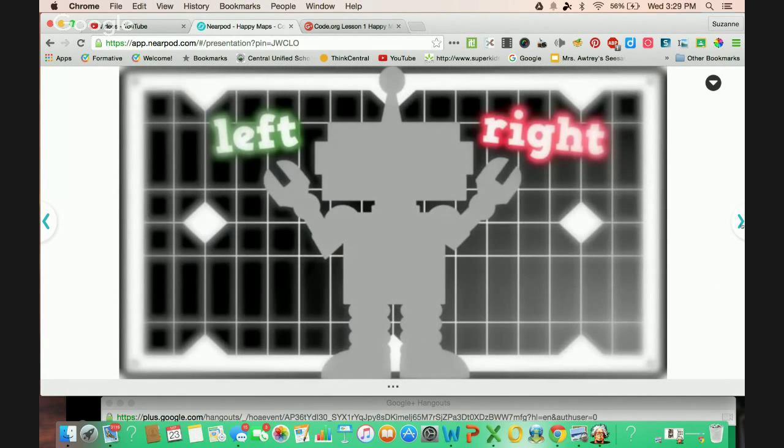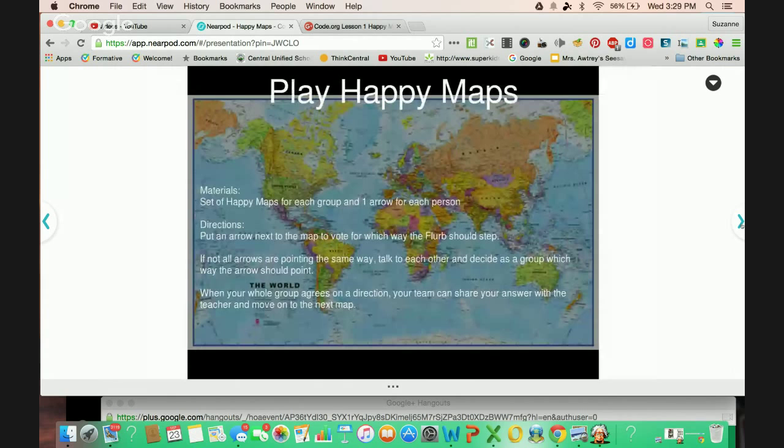Boys and girls, we will need to learn our left and right when we are doing our programming. Those are very important words when we're giving directions. So now you are going to play a game with your partner. It's called Happy Maps. Say Happy Maps.